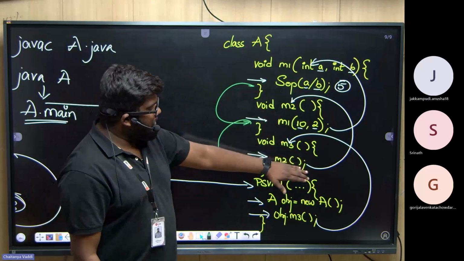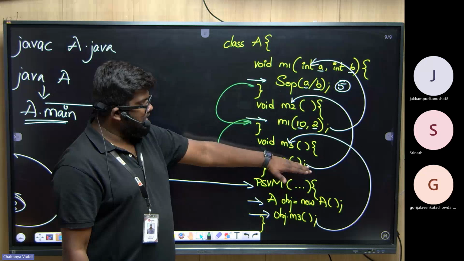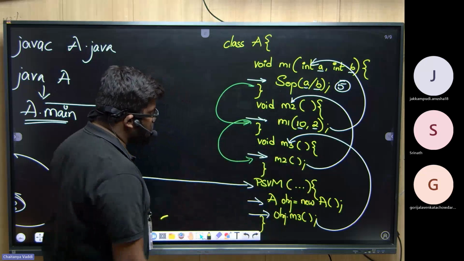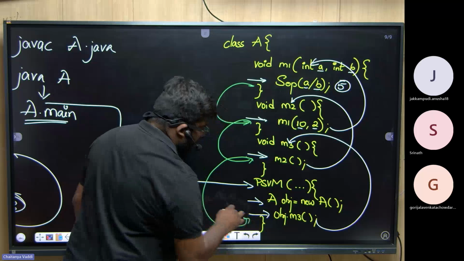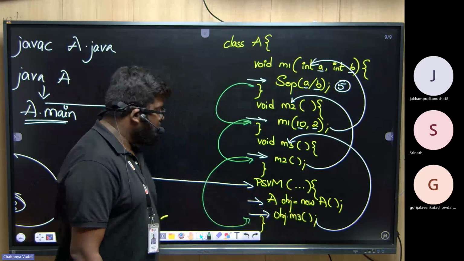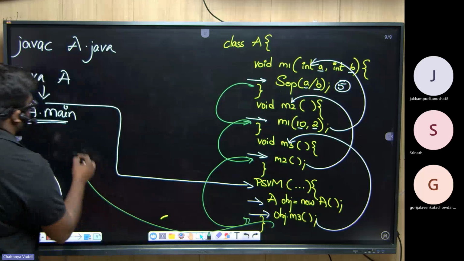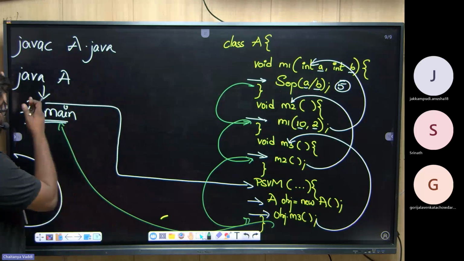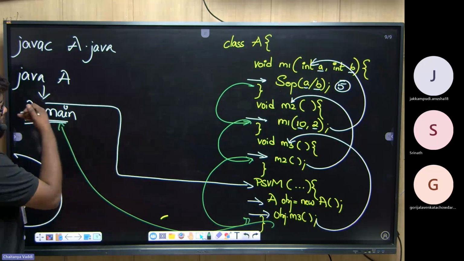M3 method, again it's the same thing. This statement is executed already. Are there any statements below this? No, we do not have those statements. So the controller again jumps back here. And do we have any statements after M3 calling? No. So it will go back to where it was called from. The compiler went back to the JVM. From JVM it came there and it went back to JVM.